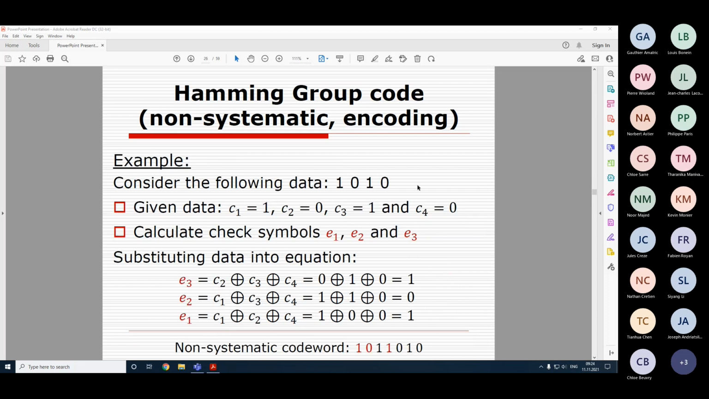So, example, here C1 is 1, C2 is 0, C3 is 1, and C4 is 0. That is our information part of the message which we send. Now we need to find control symbols. What we do is just substitute according values into these equations and we get control symbols. E1 is 1, E2 is 0, E3 is 1. We put them into their positions and that's how we got our code word. And this is a legit allowed code word.